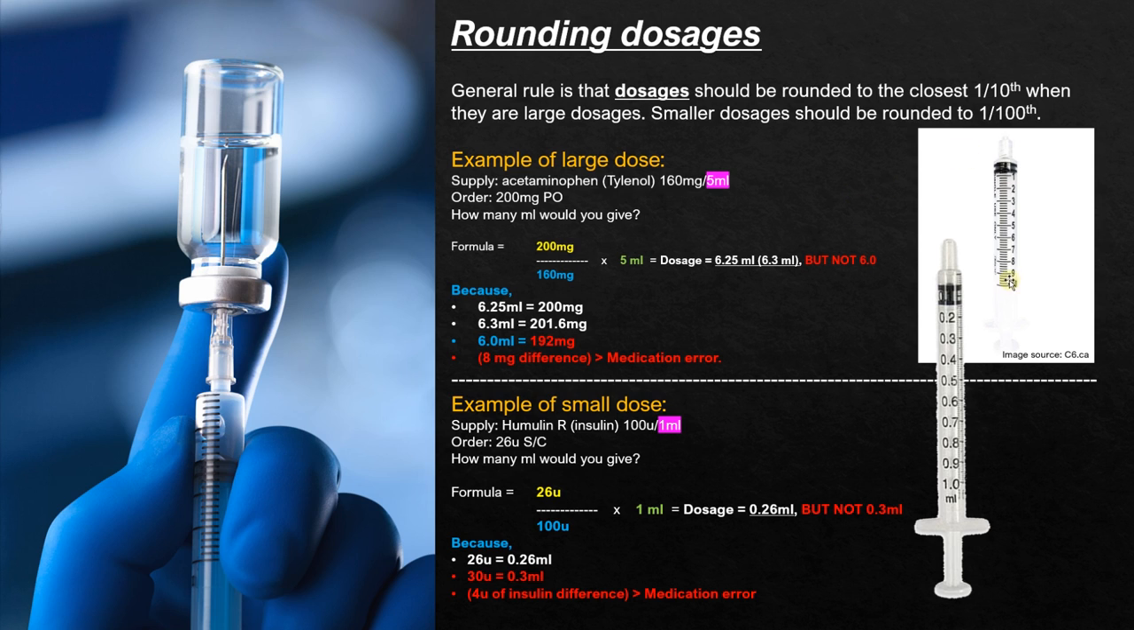Alternatively, if you look at the syringe, this one here is a 10 milliliter syringe, it becomes kind of challenging to draw 6.25 in a large syringe like this, which is why we round it up to the closest 1/10.